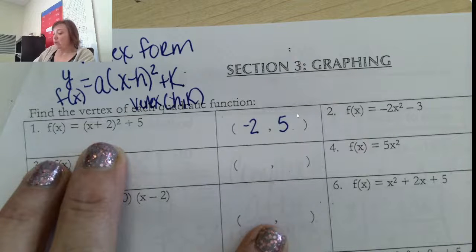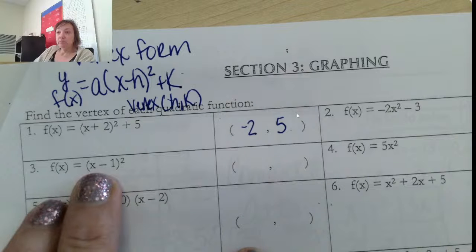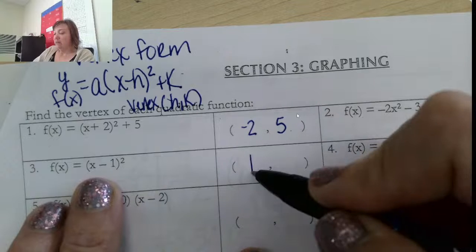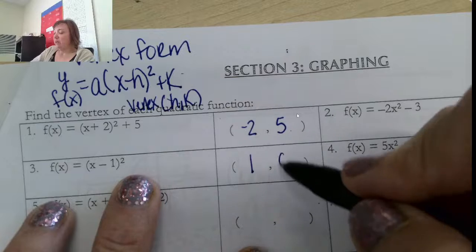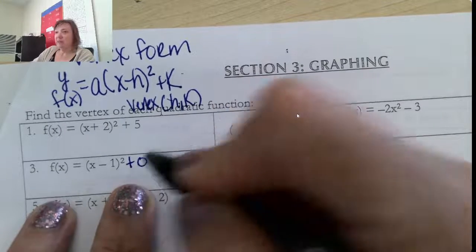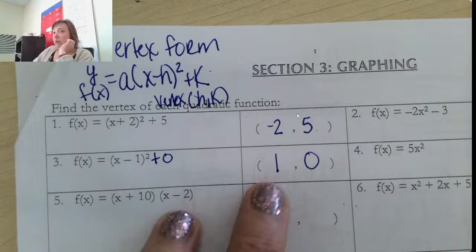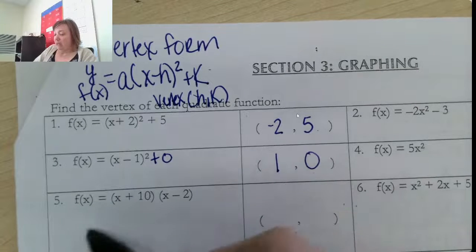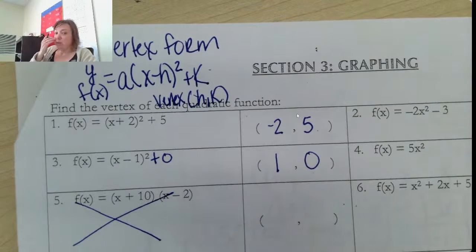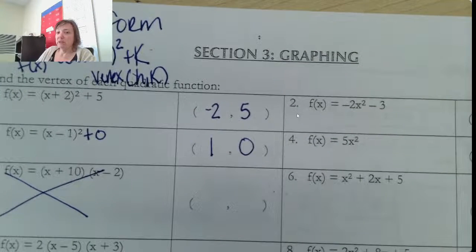Right? If you look at number 3, what would our vertex be on number 3? +1. And then what's our k? If it's not there, what could we add that doesn't change anything? 0. So it must be a 0. That means our vertex is (1, 0). Yes, sir. Okay. Mark off number 5 and number 7. I'm not going to ask you to do any like that. We didn't cover those, and so I'll let your Algebra 2 teacher teach you that one.